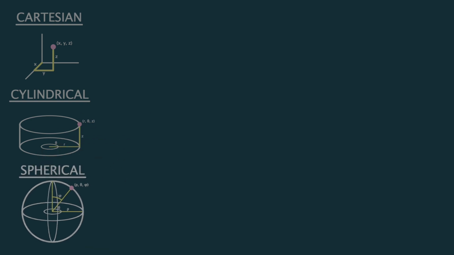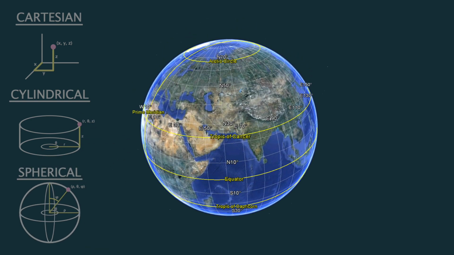If you've done cartography or looked at a globe before, you've seen spherical coordinates, as the measures of latitude and longitude are the spherical measures of phi and theta, with the prime meridian being at theta equals 0 and the north pole at phi equals 0.